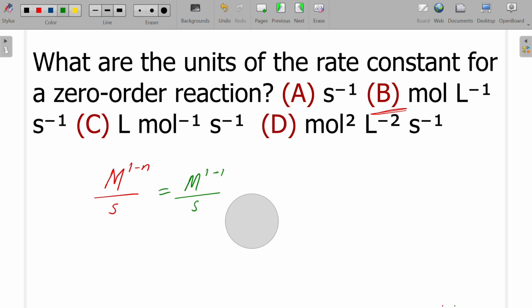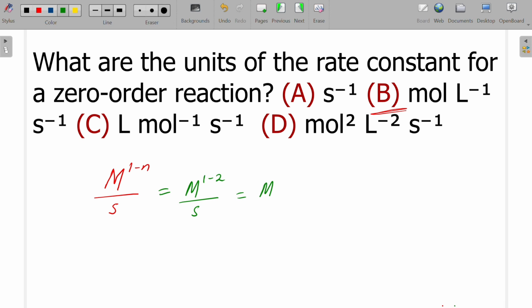Let's look at the other one, where we are told to find it for a second order reaction. So for a second order, we're going to say this is M to the power of 1 minus 2, then this is divided by s.